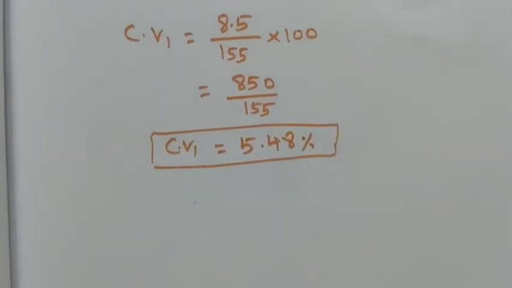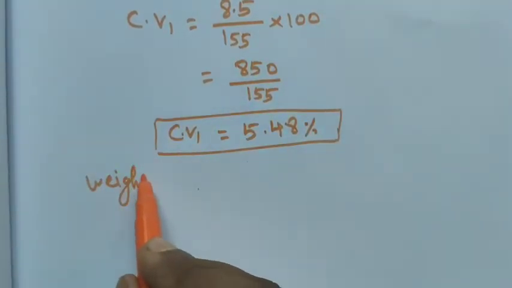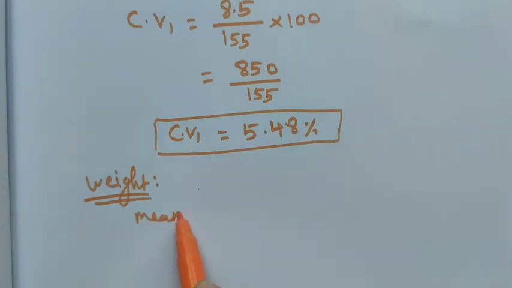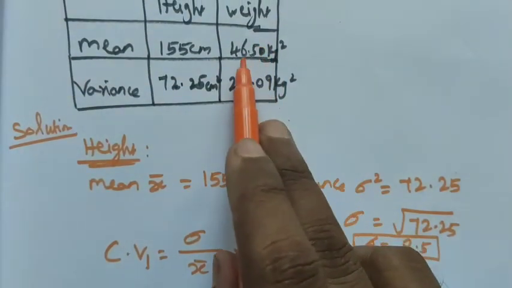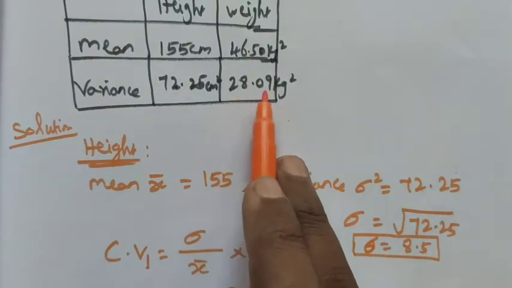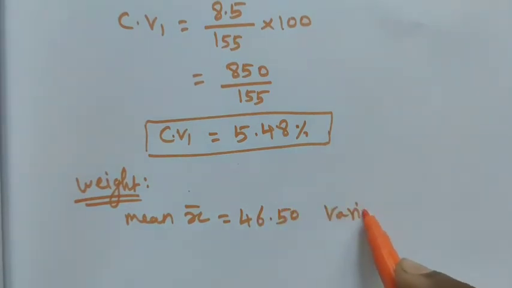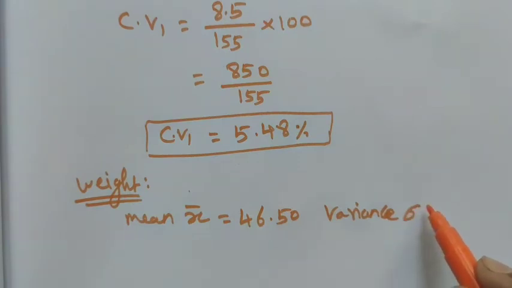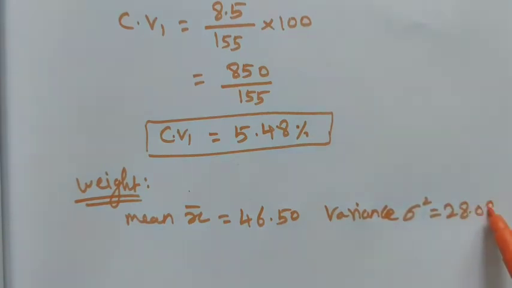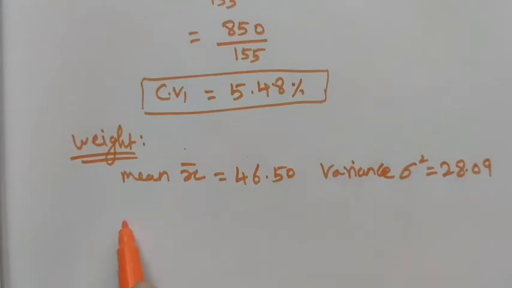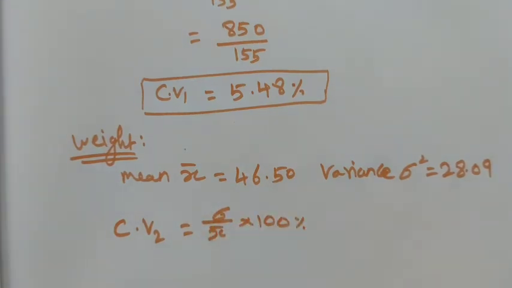Next we want to find the coefficient of variation for weight. For the weight, the mean is given as 46.50 and the variance sigma square is 28.09. So here also we have to find the coefficient of variation 2. CV2 is equal to sigma divided by x bar into 100, the percentage formula. Here we want to find the standard deviation, so sigma is equal to root of 28.09.